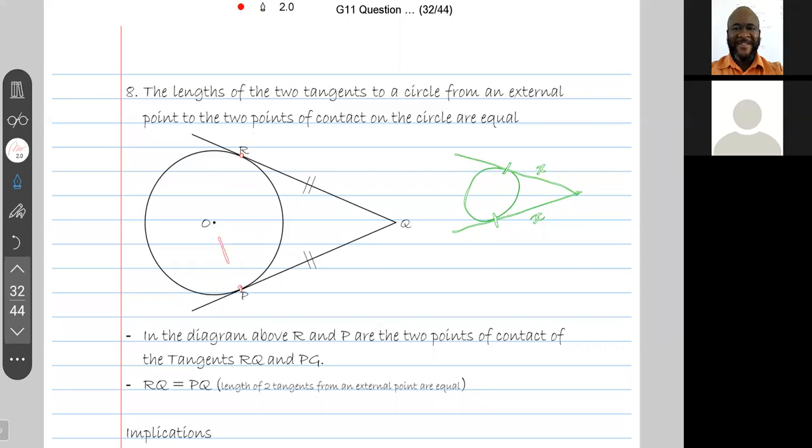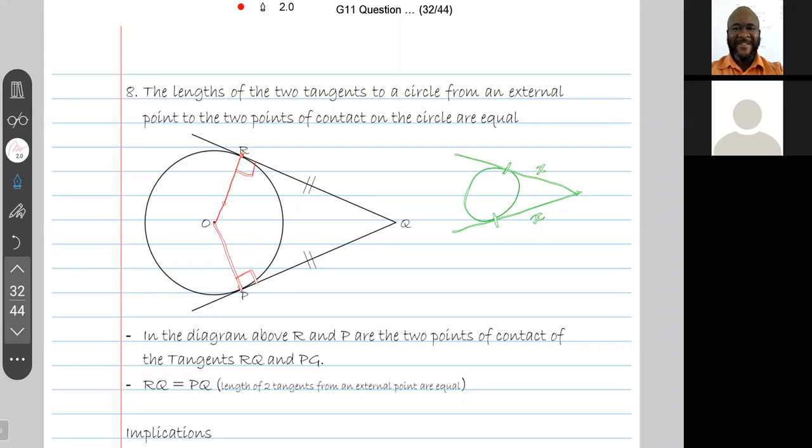OP is a radius at the point of contact, so it must be at right angles to the tangent. OR is a radius at the point of contact. So it must be at right angles to the tangent.